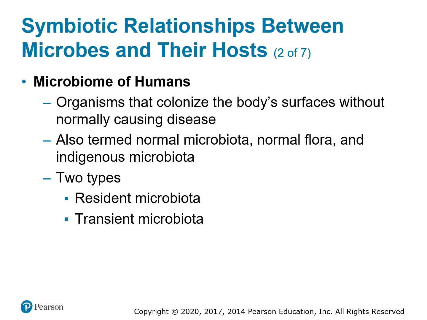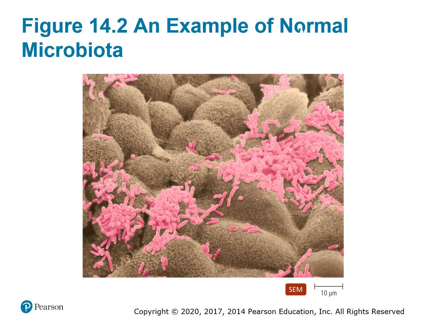And there's two different types. There are the ones that are there all the time. We call those the residents. And then there's the ones that are there just for a brief period of time. They're called transient. So showing you some examples of normal microbiota here. The little purple or pink things are the microbes.